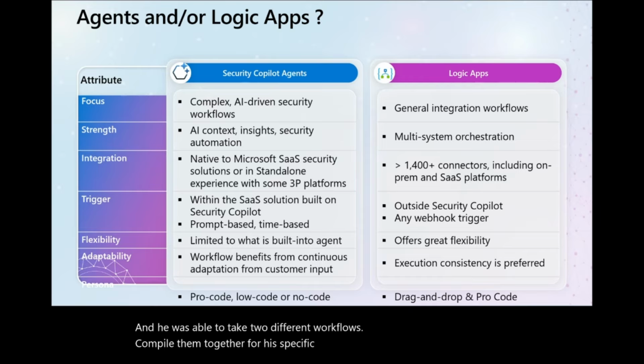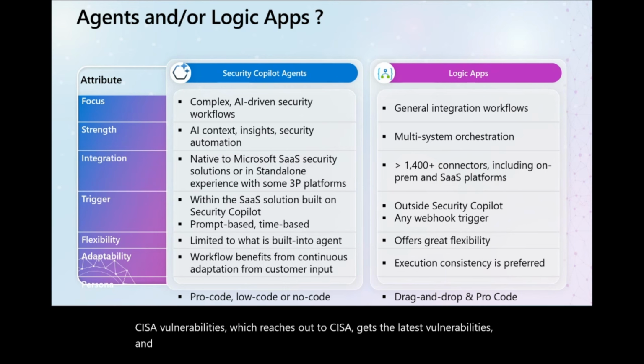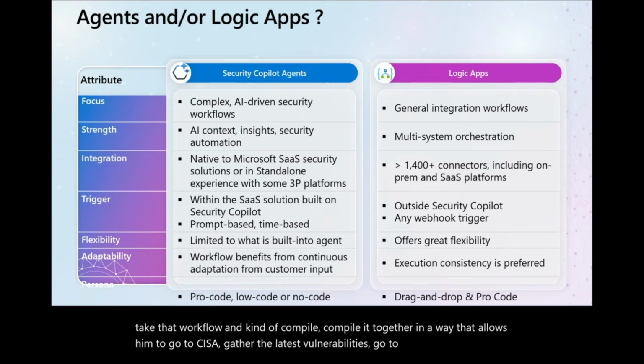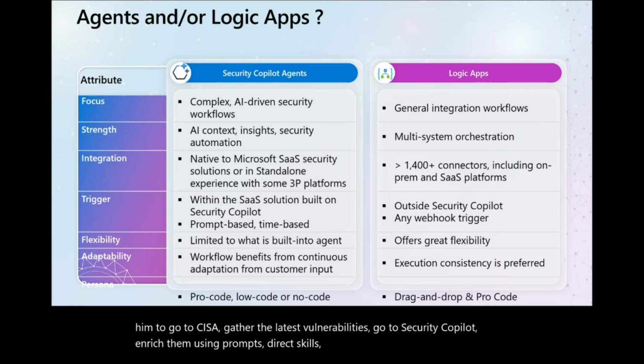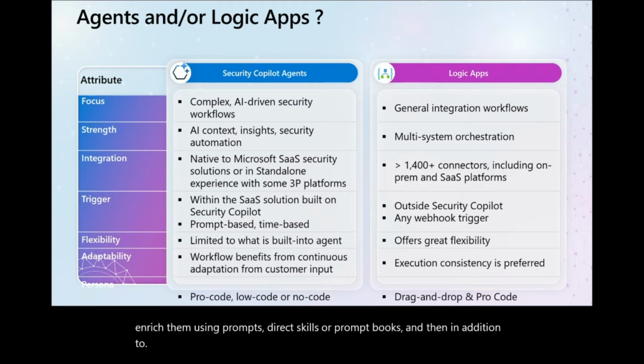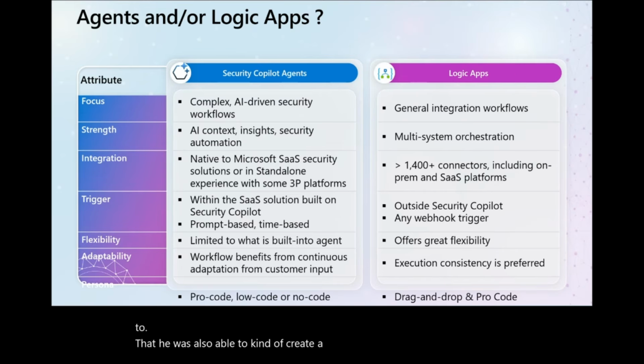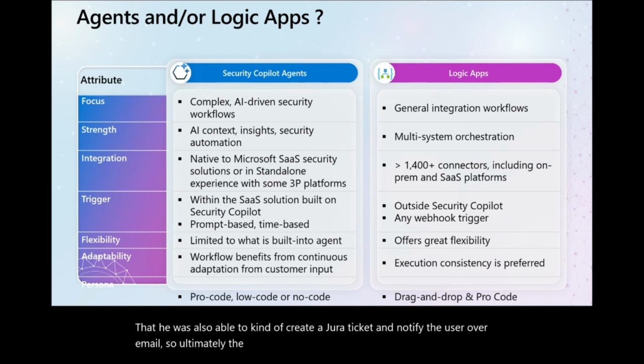The first one was the latest CISA vulnerabilities, which reaches out to CISA and gets the latest vulnerabilities. Also, there's a Jira connection with Logic Apps, and he was able to take that workflow and compile it together in a way that allows him to go to CISA, gather the latest vulnerabilities, go to Security Copilot, and enrich them using prompts, direct skills, or promptbooks. In addition to that, he was also able to create a Jira ticket and notify the user over email. Ultimately, the end-to-end workflow there was super robust and something that a customer would actually use.